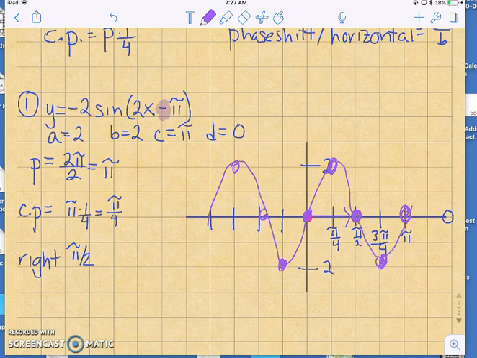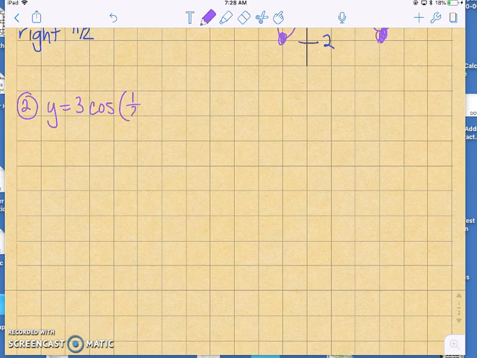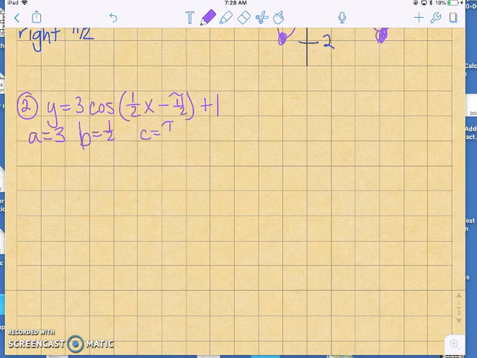And we have our graph there. So the second one we're going to take a look at. Let's take a look at y equals 3 cosine of 1/2 x minus pi over 2, plus 1. So first identify the letters. A equals 3, B equals 1/2, C equals pi over 2, and our D we have is 1.